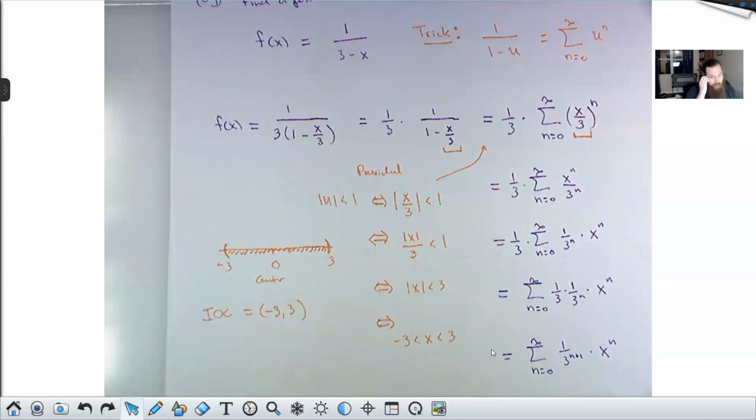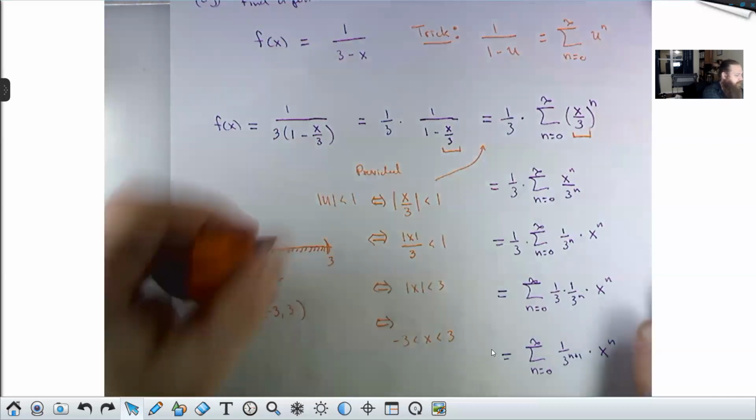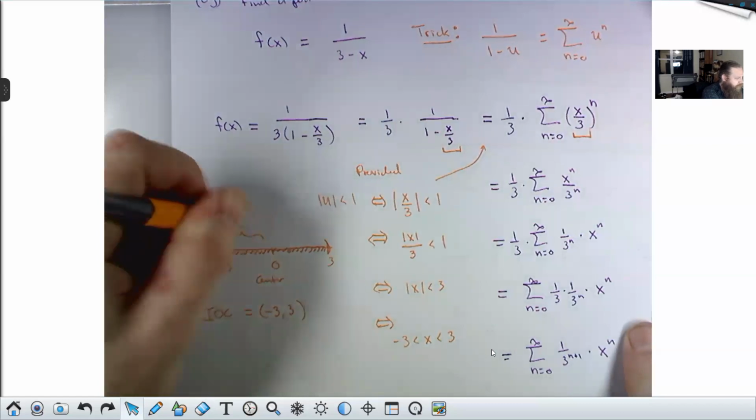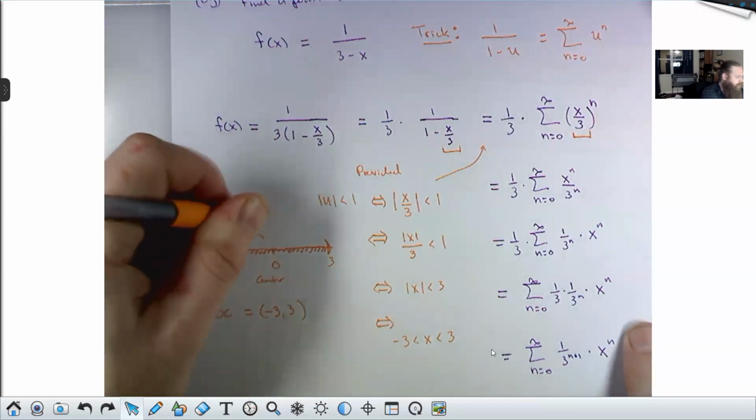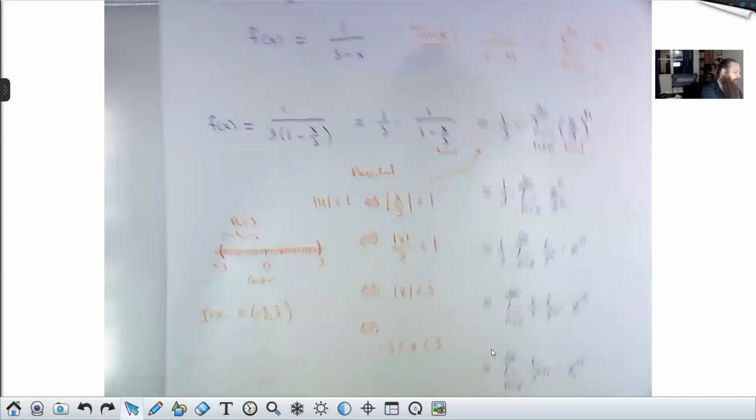I'm going to hold here just for a second. Okay. So the radius of convergence, I should say also here, the radius of convergence distance from either endpoint to the center is 3 here. All right.